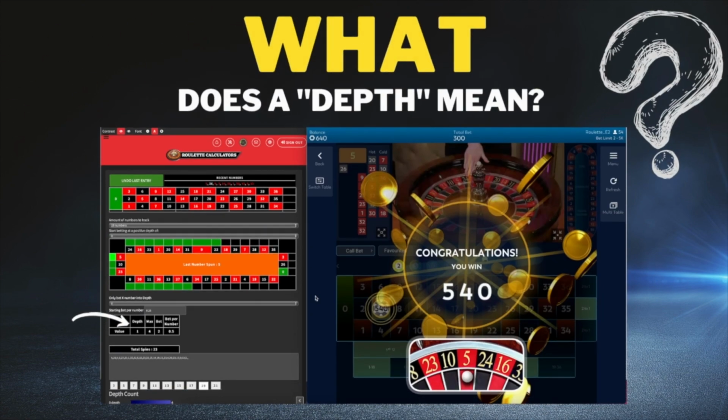You will hear us frequently referring to a depth, and this is what that means. If the ball lands on any of the unhighlighted numbers, the depth count increases by 1. It's only when the ball lands on the highlighted number that the depth returns to 0, and that result gets logged into the graphs below.